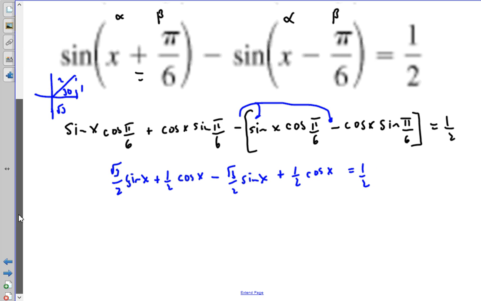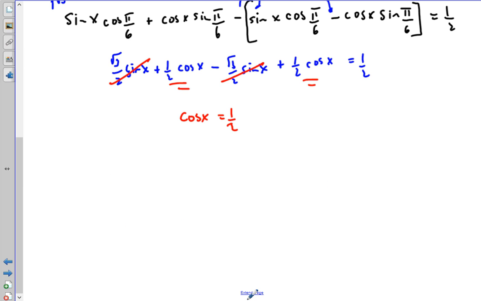Now from here, we're going to simplify, and you see everything kind of works out. I call these storybook problems, all right? Cinderella and Ariel and all those kinds of things, because right here, you notice that square root of 3 over 2 sine of x and negative square root of 3 over 2 sine of x cancel out just like a fairy tale, happily ever after. We then have 1/2 of a cosine and 1/2 of a cosine, which actually equals 1 full cosine of x, and that equals 1/2. All right, so we're going to add those together. And so now we have an easy peasy little problem.